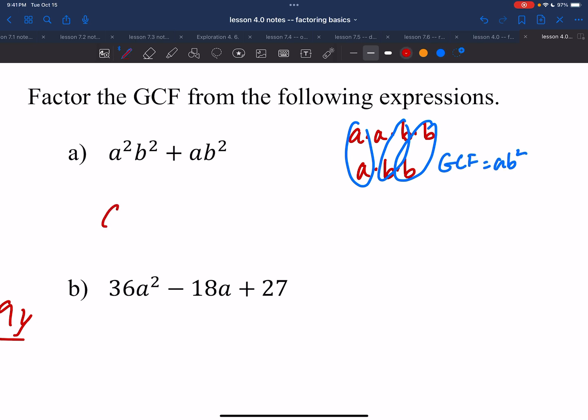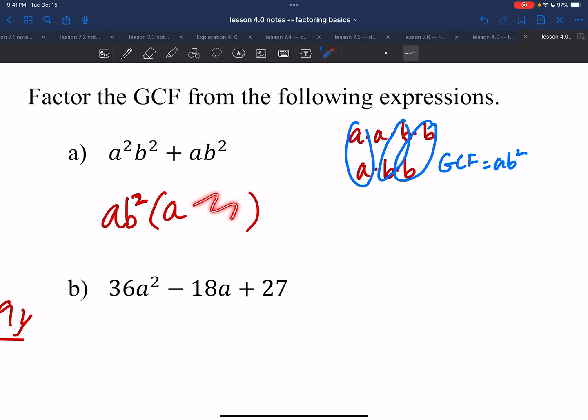So what you'll do is you'll factor out ab squared. You say, okay, well, what would be left? Well, I would need to do ab squared times something to get a squared b squared. So that's missing an a. And then, and this is what kind of gets students, well, this is ab squared already.